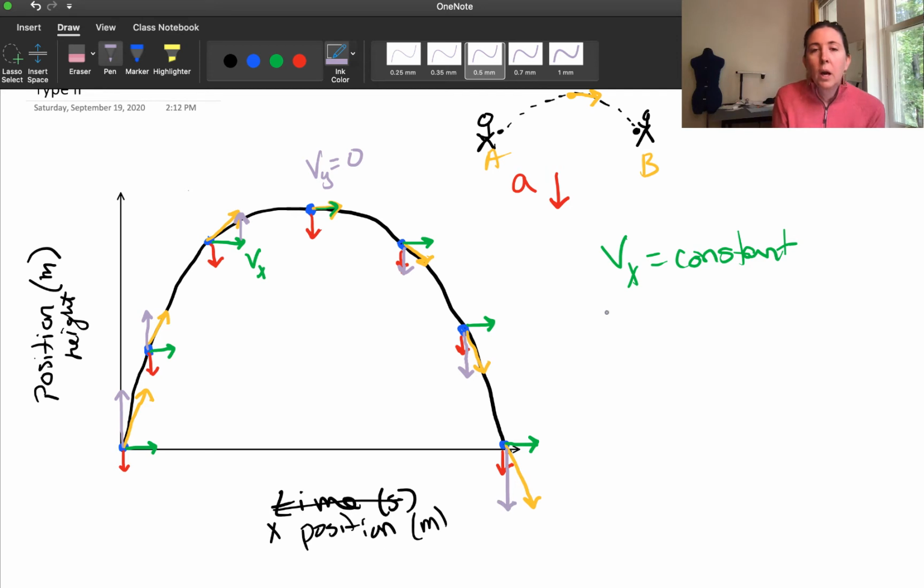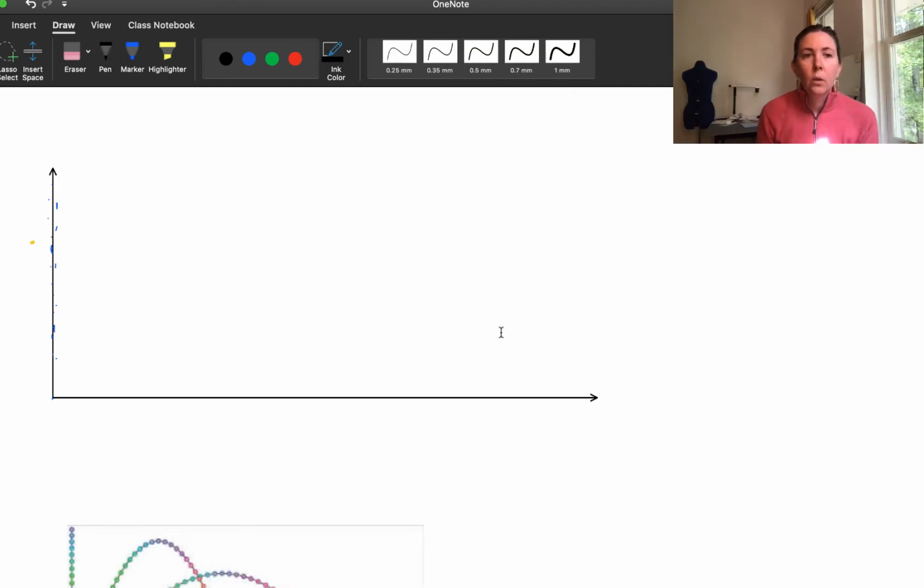Now remember, this is just the same as a ball that's thrown straight up in the air: the initial velocity, v naught, here is going to be the same as the final total velocity here. The components will be the same as well. All right, so remember the red is the acceleration, the orange is the total velocity, the green is the x component, and this purple gray is the y component.